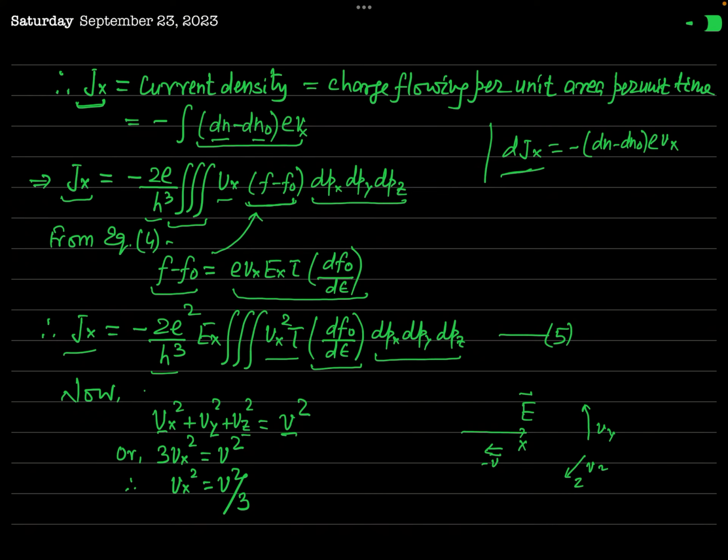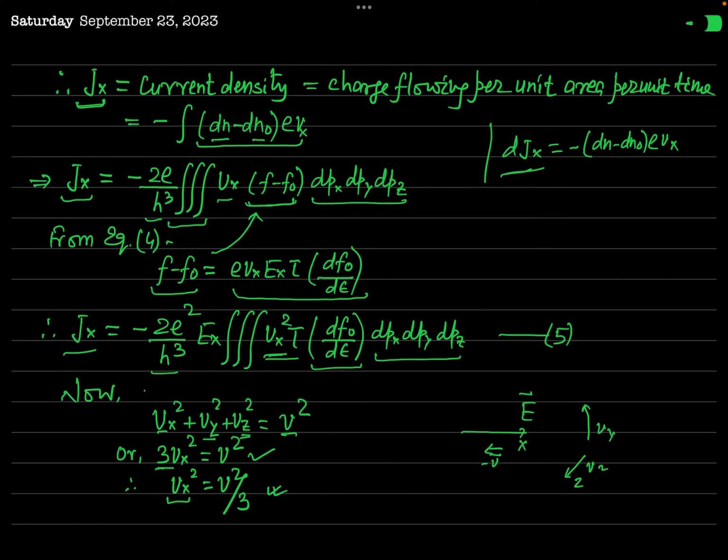That will be same. And so instead of this vy square and vz square, we can write vx square. So this will be 3vx square, and that will be equal to v square. And so vx square is equal to v square over 3. Okay. So now in our calculation, instead of this vx square, we will write v square over 3.